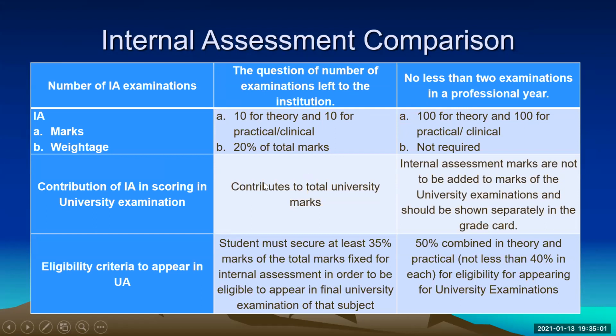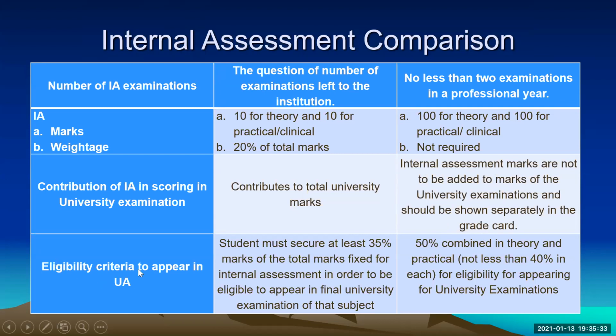Now, up till now, the internal assessment marks used to contribute to the total university marks. It means the rank of a student depended on the internal assessment marks also. But from the CBME curriculum, the internal assessment marks will not be added to the marks of the university examination, but will only be shown as a separate entity under a separate heading in the score sheet or grade card. So that is again a change.